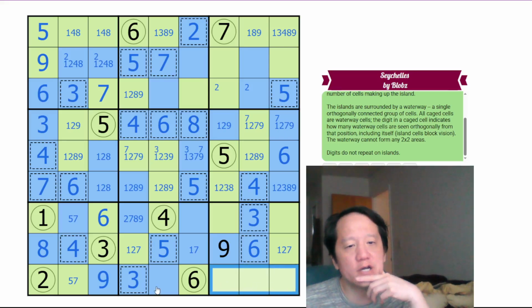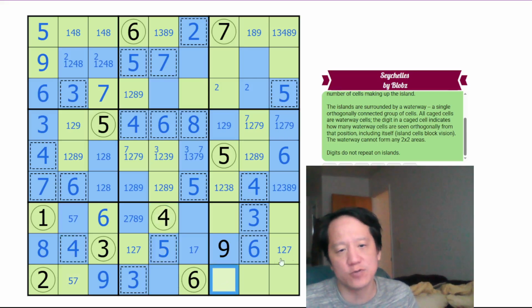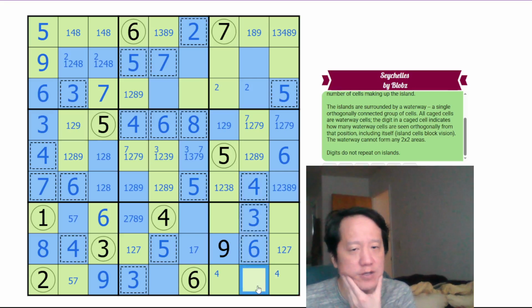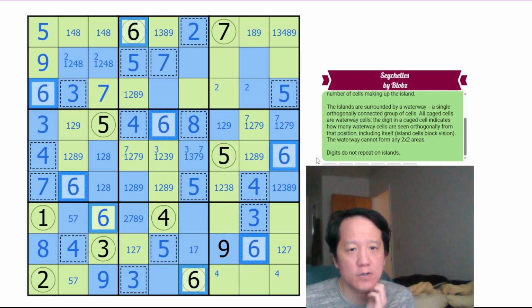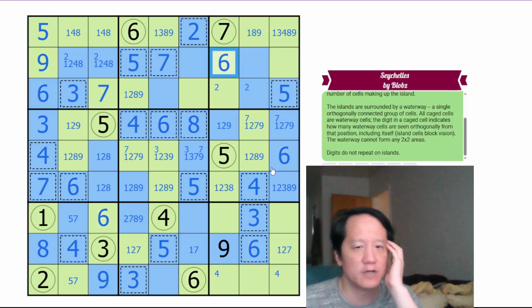4 in row 9 cannot be here because of 4 in the box. Can't be here because of 4 in the box. So 4 has to be one of these two because it can't be here because of 4 in the column. We have 8 6s. We know where the last 6 has to be. It has to be there.